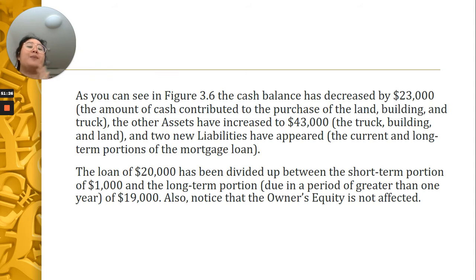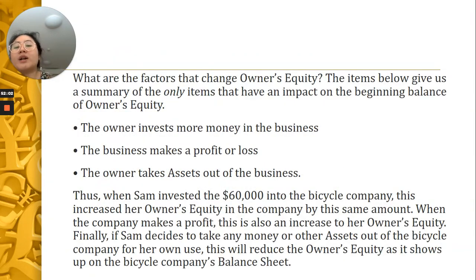It is divided between the short-term portion for this year, which is 1,000, so long term is 20,000 minus 1,000. The long-term portion of the mortgage payable or mortgage loan will be 19,000. So that one is the part of liability, but the owner equity will remain the same, not affected, at 60,000.